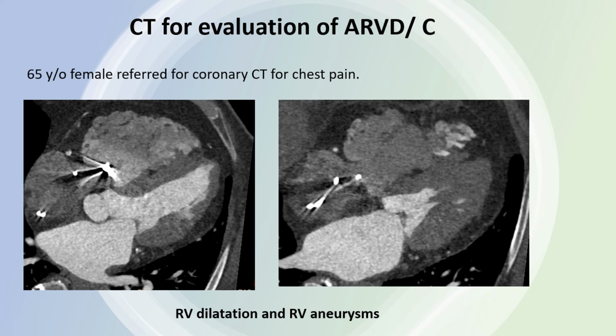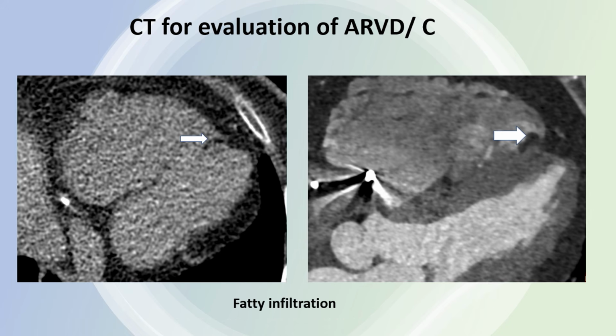was not known. And you can, Dr. Shah was calling this accordion sign. You can see the lumpy, bumpy appearance of the RV free wall. And then on the non-contrast scan, it was also more apparent. There were areas of fatty invaginations into the RV free wall. Here. So you can see one area here and then one here.